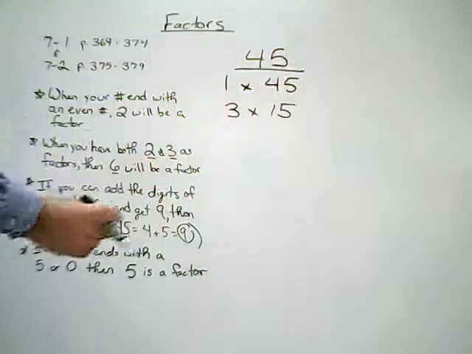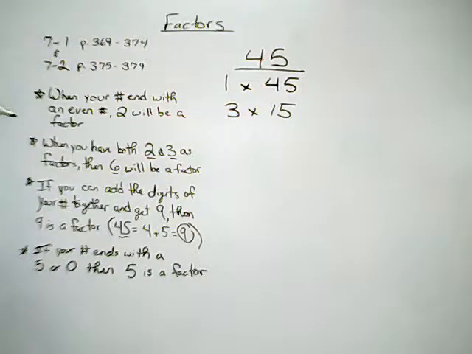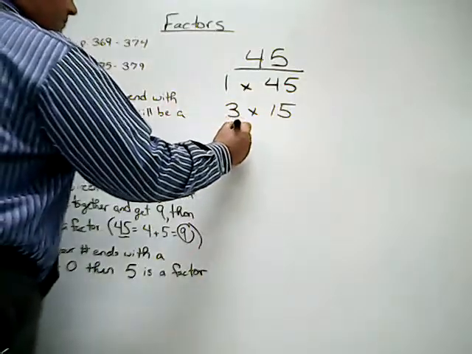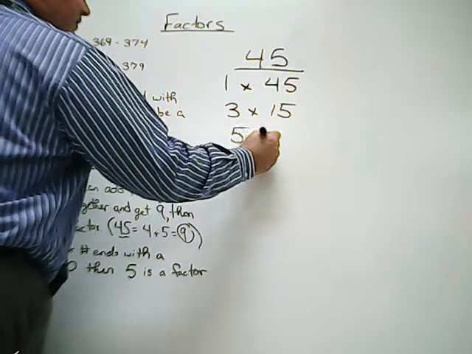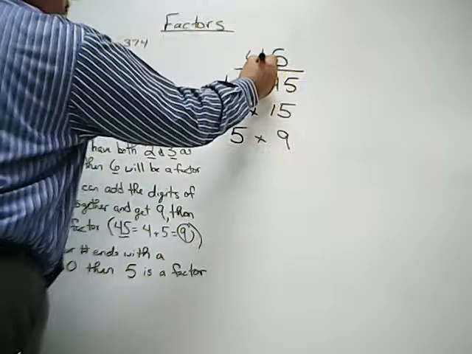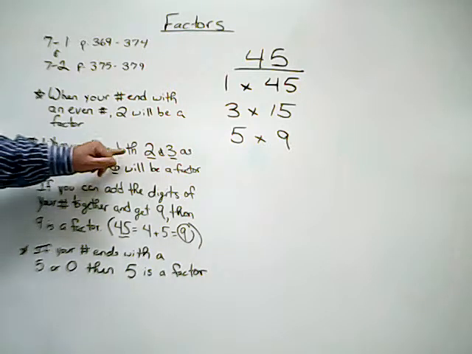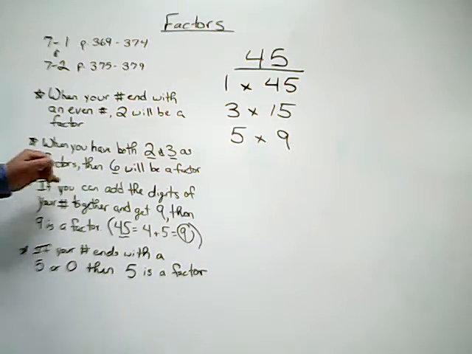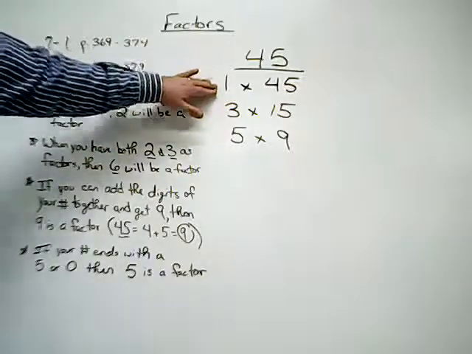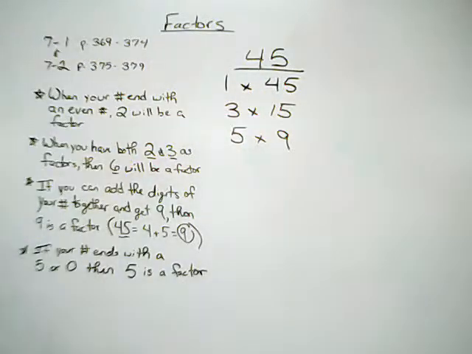45 ends with a 5. Use your fourth rule here. If your number ends with a 5 or a 0, then 5 is definitely going to be a factor. 5 times 9 equals 45. 6 is not a factor. The reason 6 is not a factor is because we use rule number 2. When you have both a 2 and a 3 as a factor, then you will have a 6. We don't have any 2s up here.